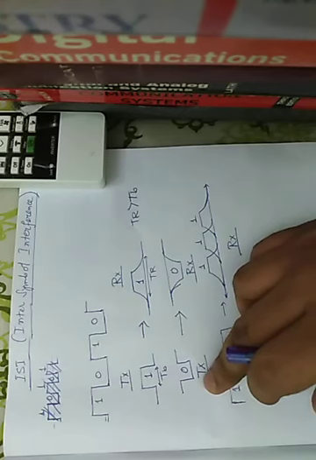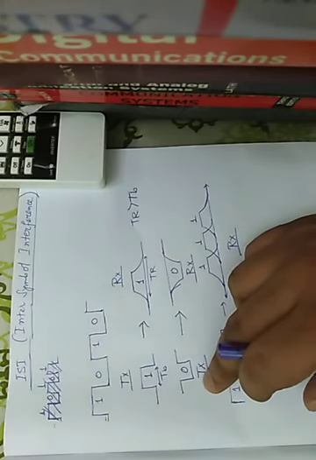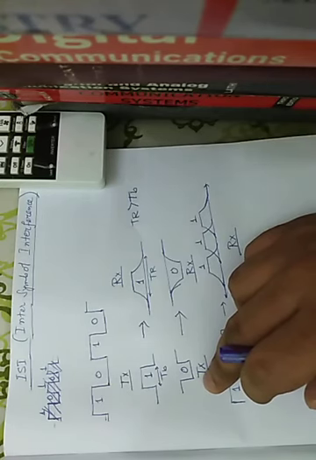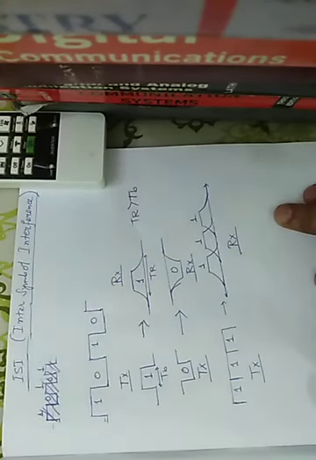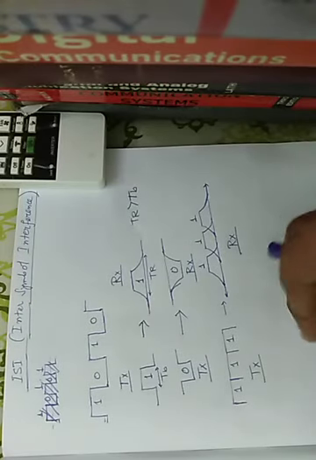So welcome students. Today we will be learning about intersymbol interference. In short, it is known as ISI. ISI stands for intersymbol interference. So let us discuss what basically ISI is.